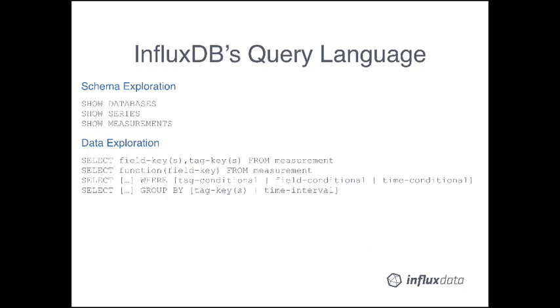Next are the data exploration queries. These queries are like the select statement that you saw in the previous slide. They allow you to select specific fields and tags from measurements. They support using aggregation functions, selector functions, transformation functions, and predictor functions on fields. Next, they allow you to filter your data based on specific tag key values, field key values, and time intervals. And finally, they allow you to group query results by specific tags and into specific time intervals.